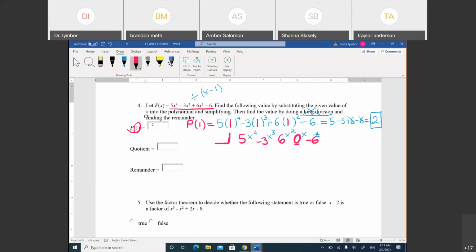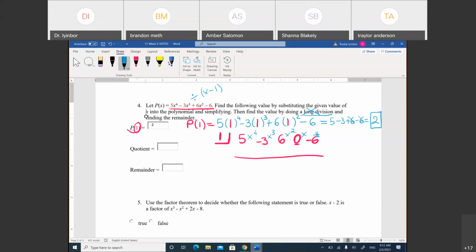Okay? So it's always opposite. Thank you for asking that. Remember, if you are given x plus a number or x minus a number, in the table it is going to be the opposite. If they give you P of a number, it's going to be the same number in front. Okay? Everybody understand how to set up the table? Any questions? Okay.